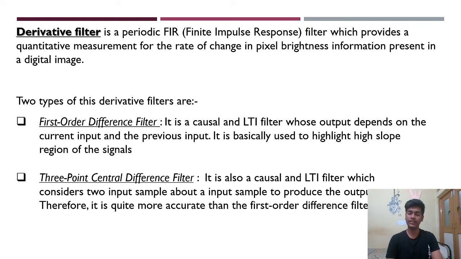And the second one is 3-point central difference filter. It is also a causal and LTI filter which considers two input samples about an input sample to produce the output, which means it considers the penultimate input to produce the output. Therefore, it is quite more accurate than the first order difference filter.